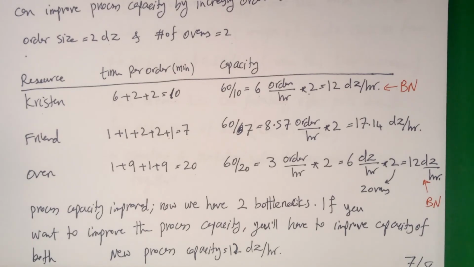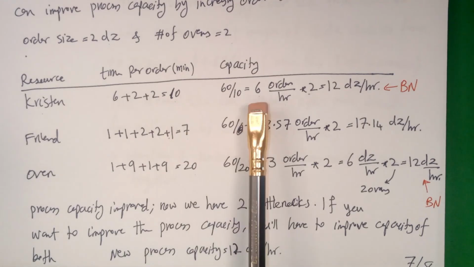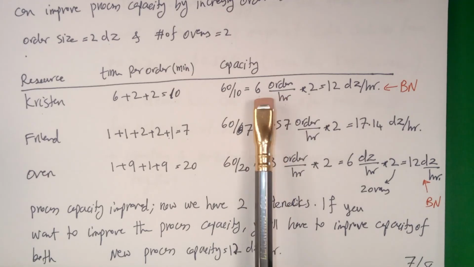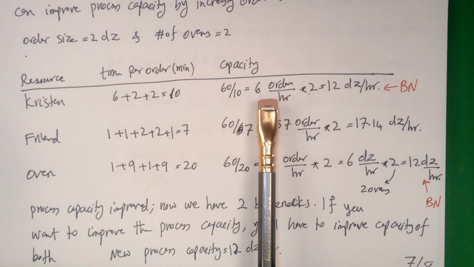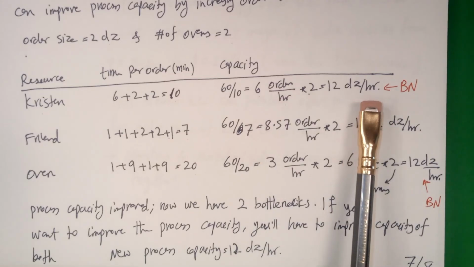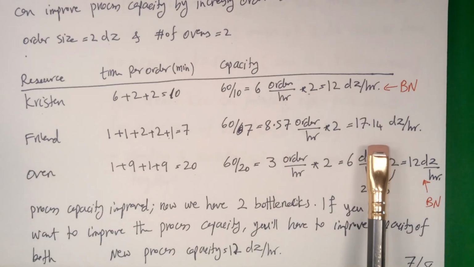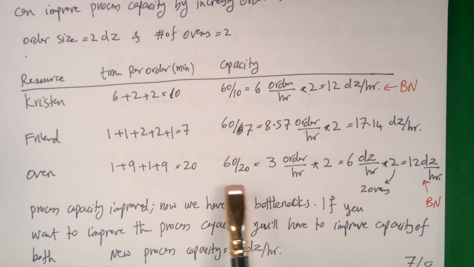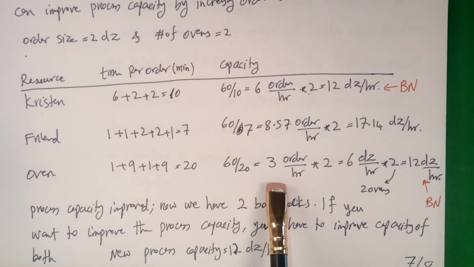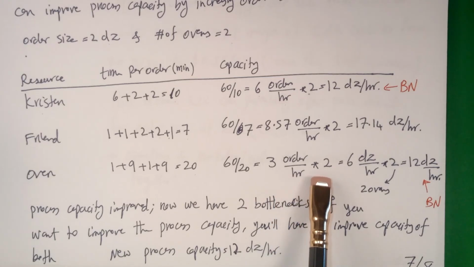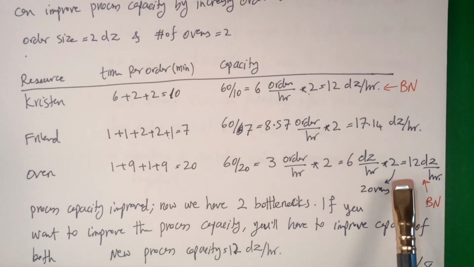Well, how about capacity? Capacity of Kristin is going to be 60 divided by 10, 6. But because this is 6 orders per hour, and every order is equal to 2 dozen, that's going to be 12 dozens per hour, right? So capacity of Kristin improved. Friend's capacity, same story, is going to be 17.14, and the oven's capacity, this one can be confusing. Capacity of one oven is going to be 3 orders per hour, but every order is 2 dozen, so I'm going to multiply it by 2 and get 6 dozens per hour. How about the second oven? Well, I have a copy of the first oven, so total capacity of ovens is going to be 12 dozens per hour.